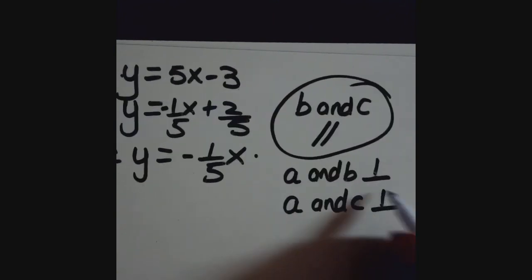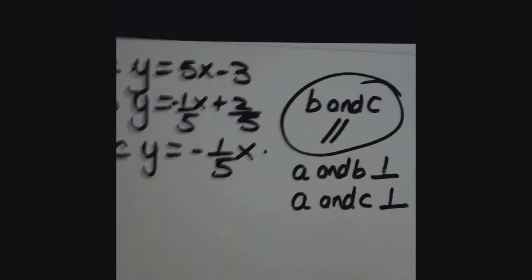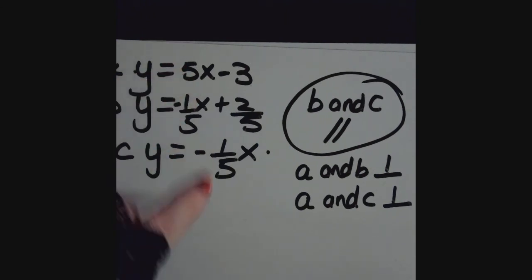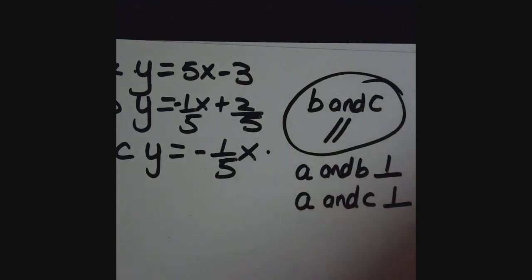So just always be careful, check everything out. So you can see that B and C are parallel lines. They have the same slope. Then this slope and this slope are negative reciprocals, so they're perpendicular. Then this slope and this slope are negative reciprocals. So you've got two perpendicular lines and one parallel line. All right.